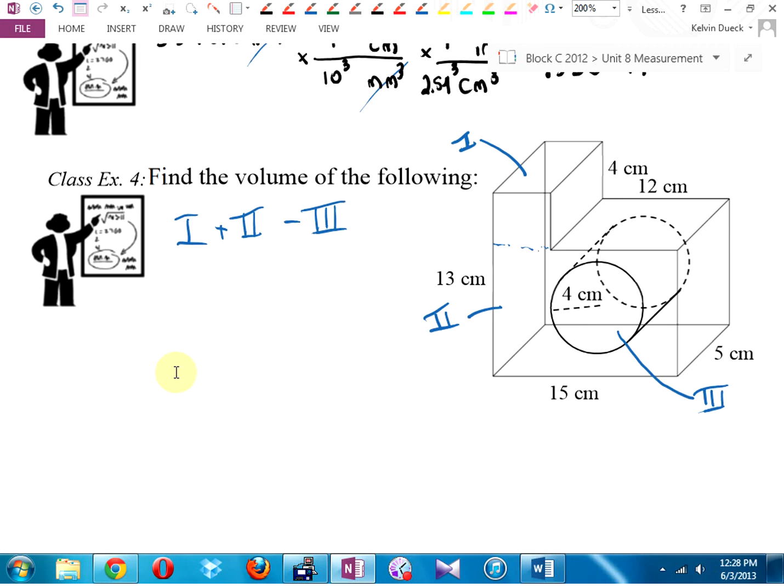Rectangular prism. So that's going to be length times width times height for that shape. Yes? Plus. What shape is shape 2? It's also going to be length times width times height for that shape. Minus, which is what? Pi r squared times height. Pi r squared h.